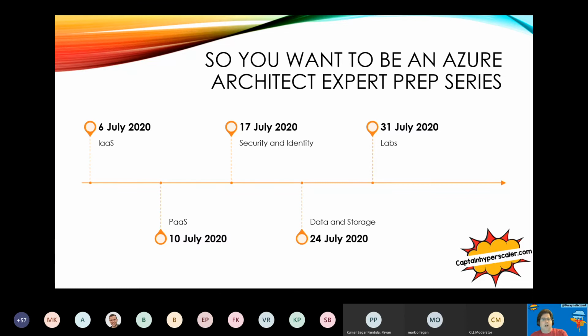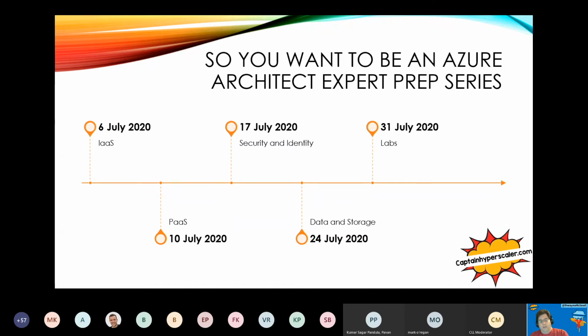On July 17th, security and identity. I showed you when we were going through the objectives that both of the exams have a very key security and identity piece to them.